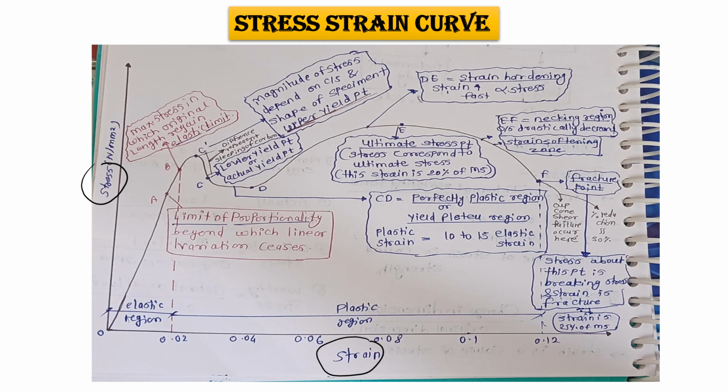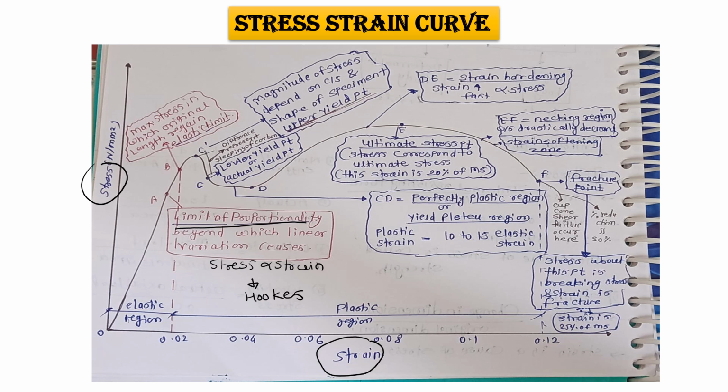For mild steel, after application of a force, the first point we get is the limit of proportionality, beyond which linear variation ceases. Up to point A, the limit of proportionality, stress is directly proportional to strain. After point A, stress is no longer directly proportional to strain. Up to point A, stress is directly proportional to strain, and this is nothing but Hooke's law.